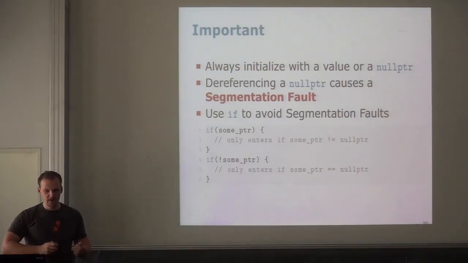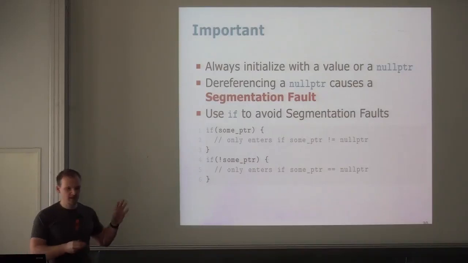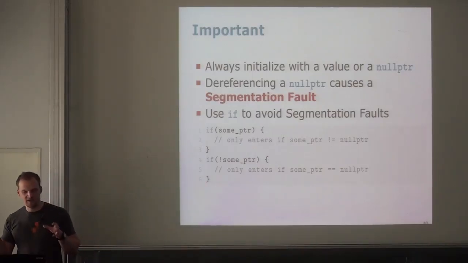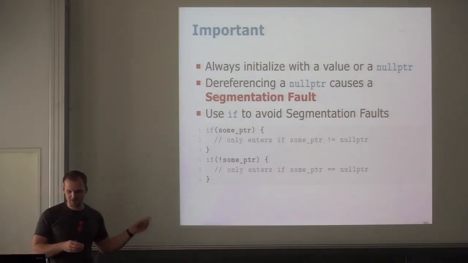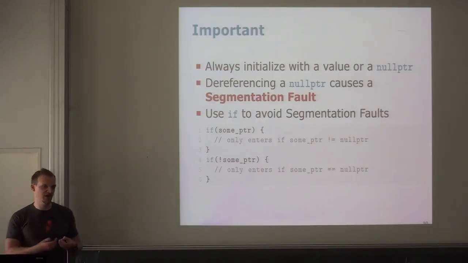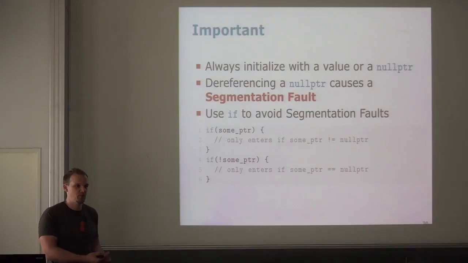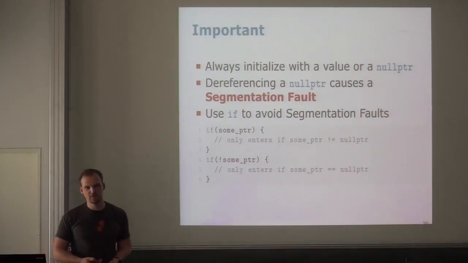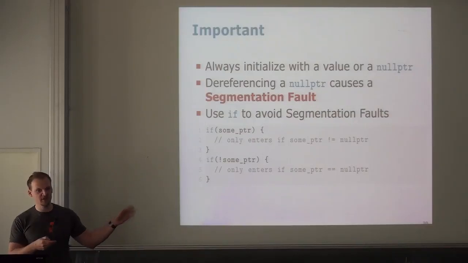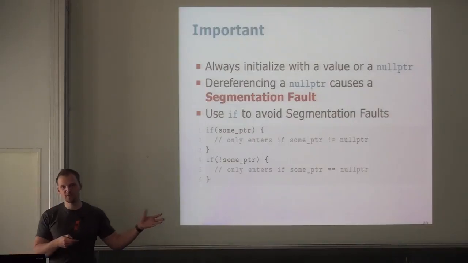Right. So again, a small recap, I keep repeating these things because they're really important. Always initialize them, and whenever you try to dereference a null pointer, it's a segmentation fault. But to avoid segmentation faults, you can now check if your pointer points to something useful, and you just do it with an if. You could write: if my pointer is not equal to null pointer.